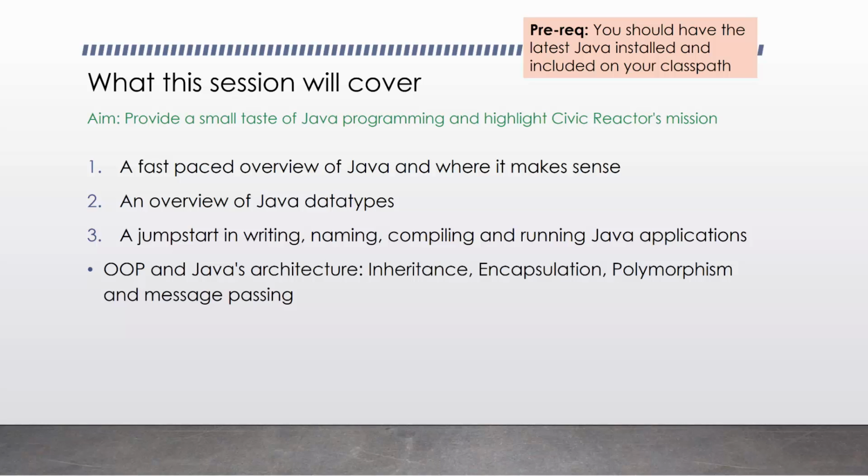So there's three main sections. There's the fast-paced overview and where Java makes sense, why you might want to use Java. There is some balance there as well as to why you may not want to use Java. Then we move into an overview of Java's data types and also a jumpstart in writing, naming, compiling and running Java applications. There is some theory with OOP and Java's architecture which is sprinkled throughout, and you'll see another highlight on the slides for those times.